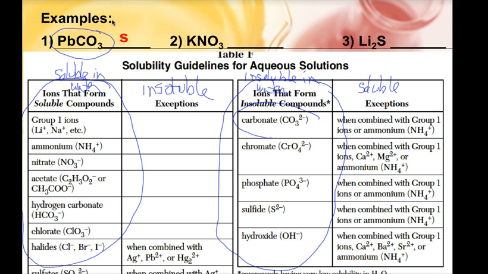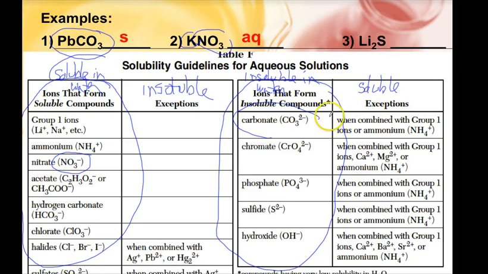Let's look at KNO3. We can go two ways with this. We can do the NO3 part, or we can do the K. Let's do the NO3 part. Let's see that we have NO3. Whoop, here's NO3 here. NO3s are soluble. There are no exceptions. So since it's soluble, its phase would be aqueous. It does dissolve in water. And let's look at the last one.